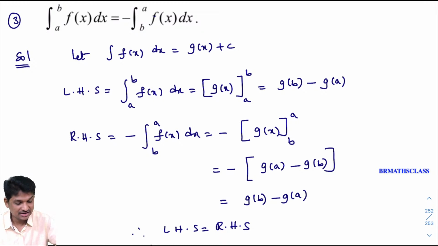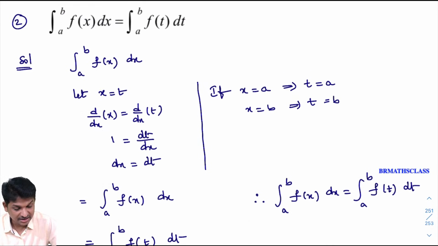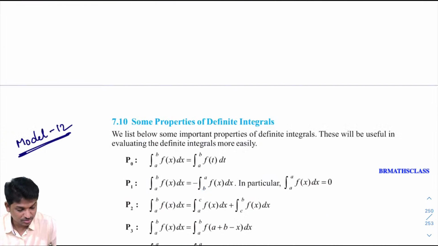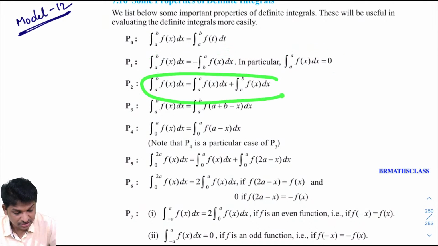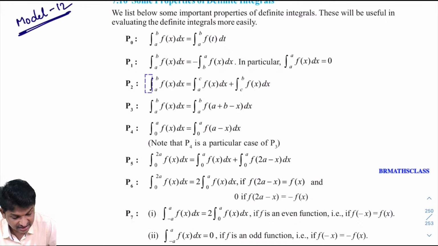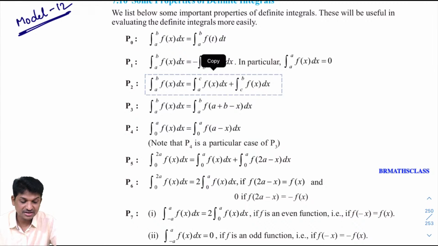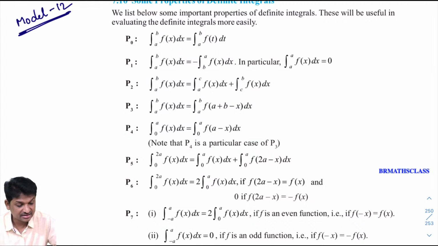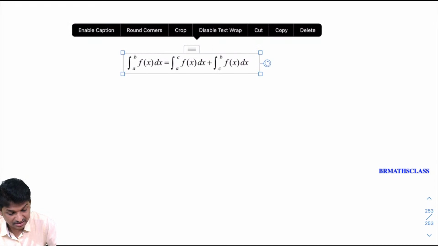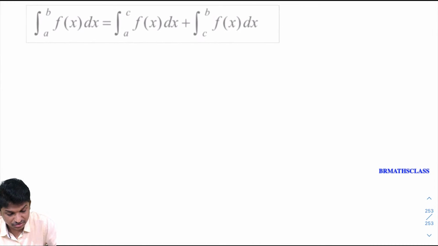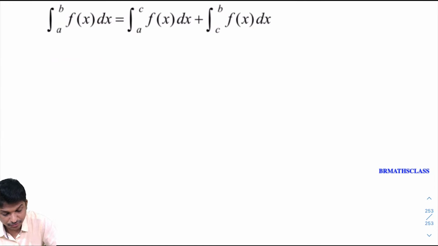Good. Now next, fourth property. Look here, what is this fourth property? Which one is over? Just now we completed this. This we already did in the beginning. Now we need to prove this property. Integral of a to b f of x dx equal to integral of a to c f of x dx plus integral of c to b f of x dx. I need to prove that property now. Paste that. This is property number 4.